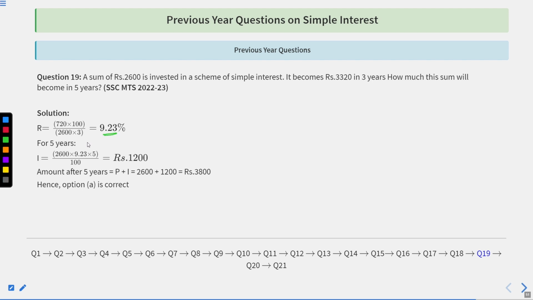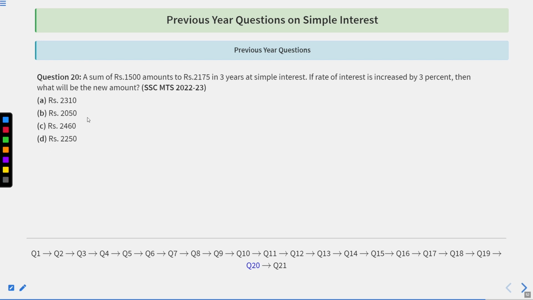And for 5 years, simple interest I will be equal to 2600 into 9.23 into 5 upon 100, that is 1200 rupees. So the amount after 5 years will be P plus I, that is 3,800 rupees. So the option correct here is option A.